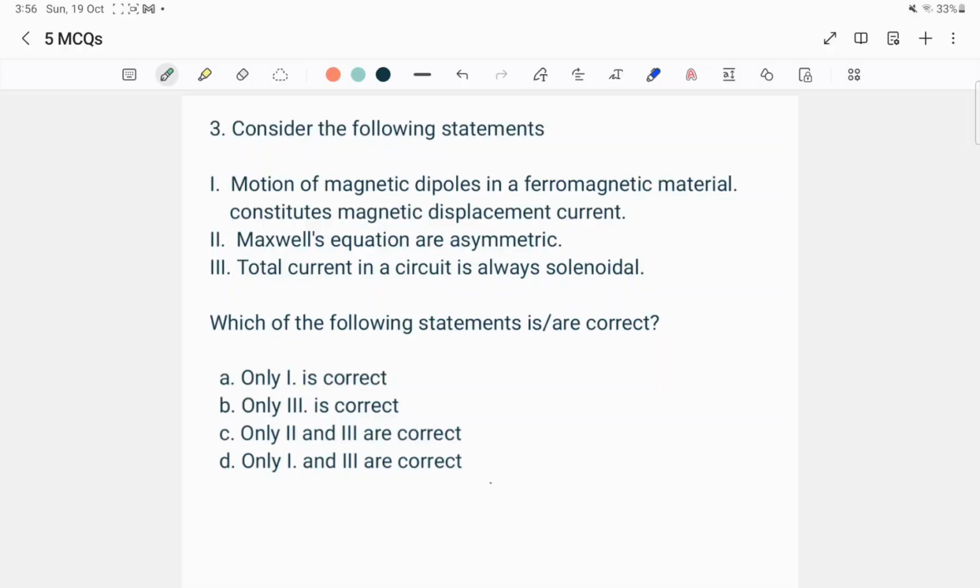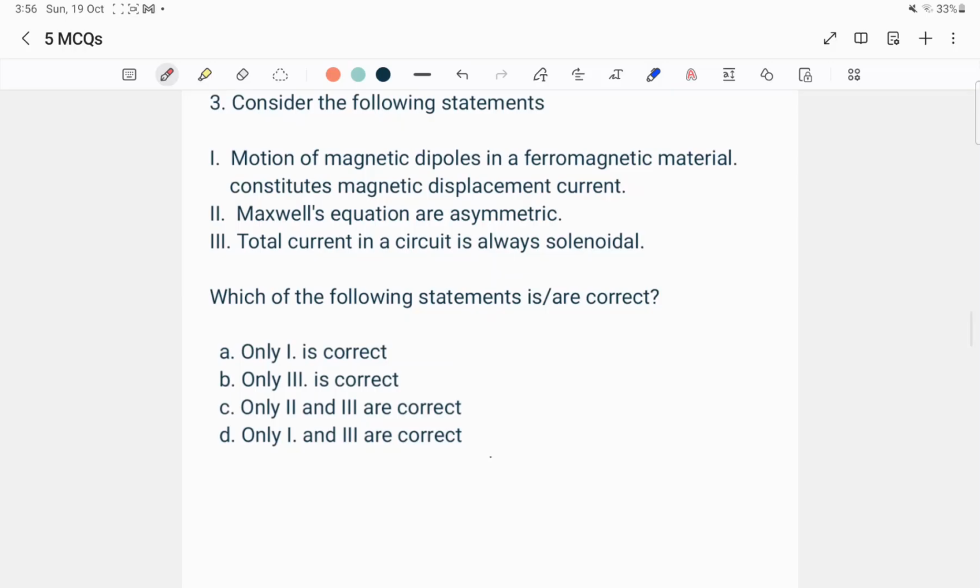So question number 3 says, consider the following statements. The first statement is, motion of magnetic dipoles in a ferromagnetic material constitutes magnetic displacement current. Statement number 2 is, Maxwell's equations are asymmetric. And statement number 3 is, total current in a circuit is always solenoidal. Which of the following statements is or are correct? So let's look at each of these statements one by one in full detail. The first statement is saying that motion of magnetic dipoles in a ferromagnetic material constitutes magnetic displacement current.